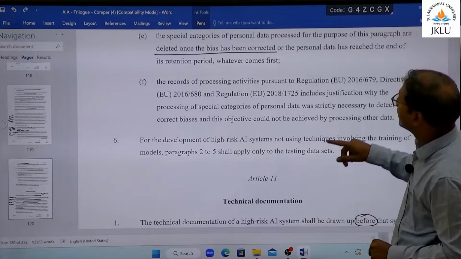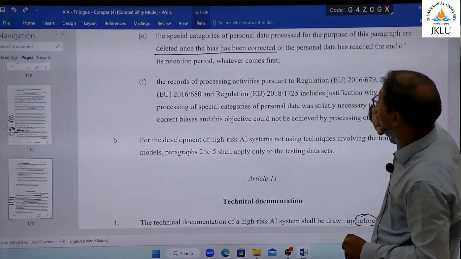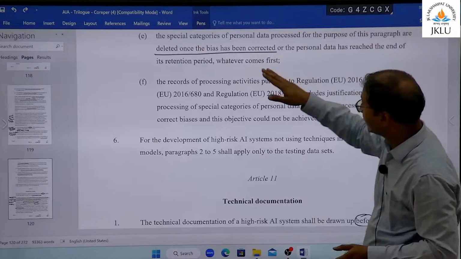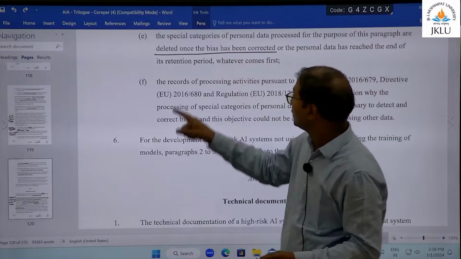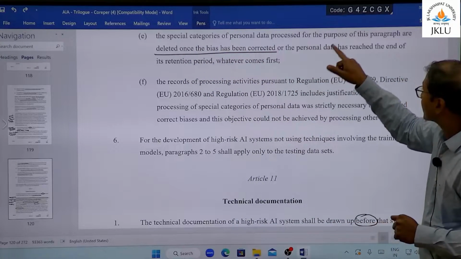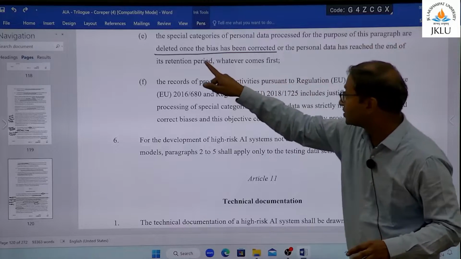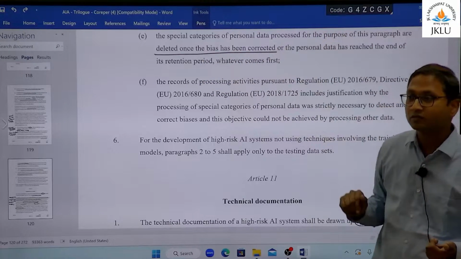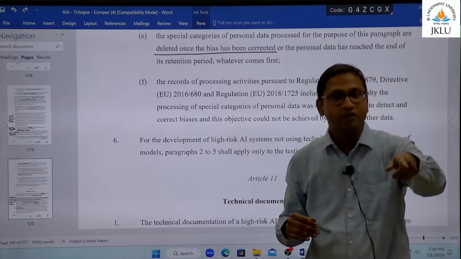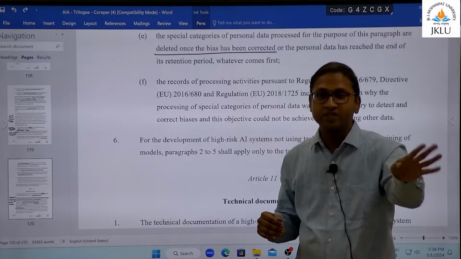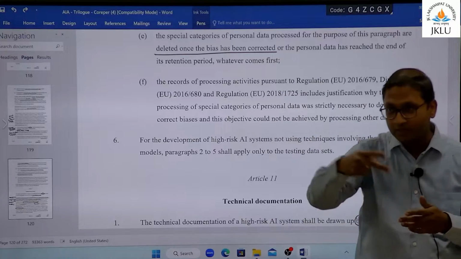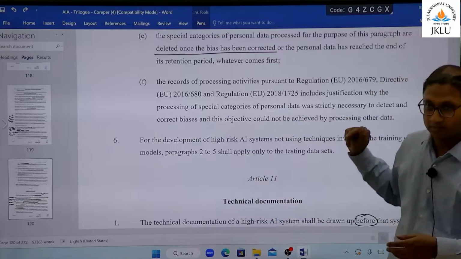So the special categories of personal data, this is fine. The special categories of personal data processed for the purpose of this paragraph are deleted. More, you have to delete once the bias has been corrected or the personal data has reached the end of its retention period, whatever comes first. Okay, so either bias is removed, delete it, or the data was given to you for 3 months and 3 months are over, delete it. It does not matter whether you are just 2 steps away from finishing the task.